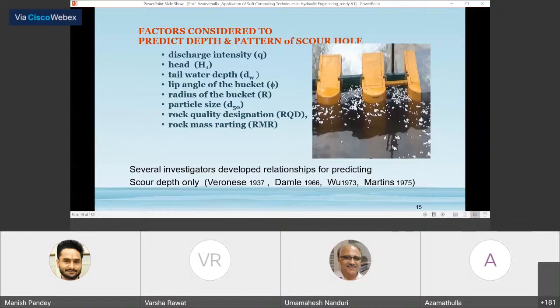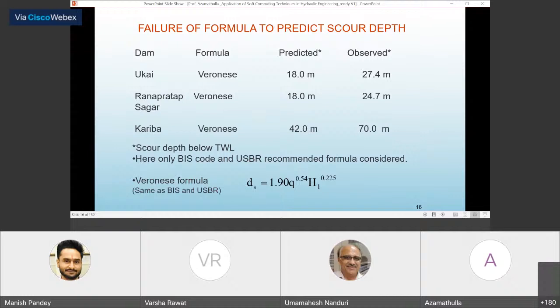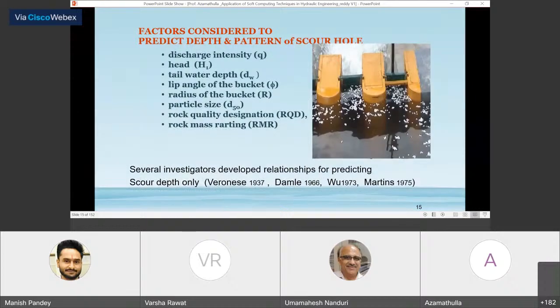Several investigators, almost 9 decades ago, developed formulas using discharge intensity and head. Previous slide, Dr. Manish. Hello. Yes, Damle in 1965 from the Central Water and Power Research Station considered this main observation. You can see the reservoir level; some considered up to the lip angle, that is the head, while others considered the difference between the reservoir level and the tailwater level. So this is the only difference. Anyhow, they considered only two parameters, discharge intensity and head.